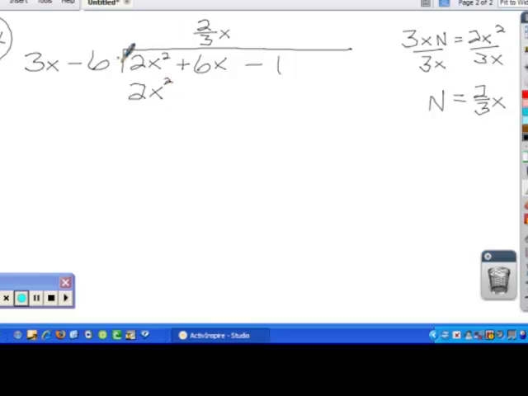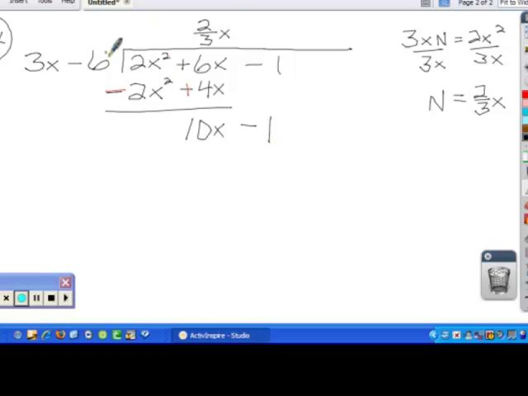2/3 times negative 6, well, I guess that's going to give me negative 4x here. Draw the line, change the signs. I like to change them in a different color here so I can see they've been changed. Notice that the negative became a positive. Boom, and then here I get 10x. So boom, boom. And then bring down the next number.